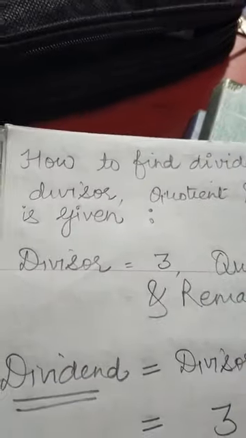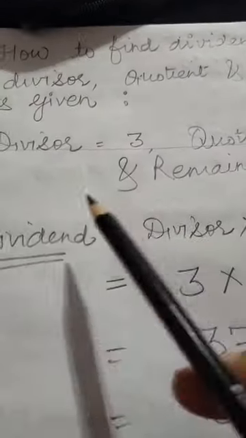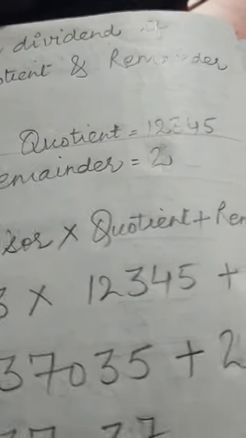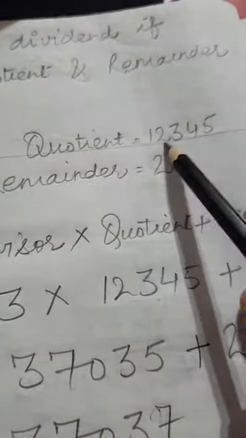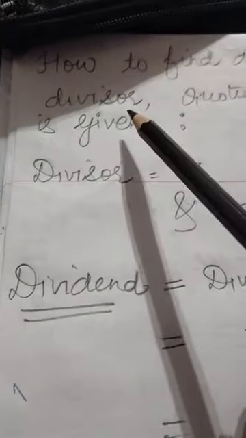Now see one more topic that is very interesting and easy: how to find out the dividend, as we have already done in the verification. Suppose the question gives you that the divisor is 3, the quotient is 12,345, and the remainder is 2, and you have to find out the dividend.